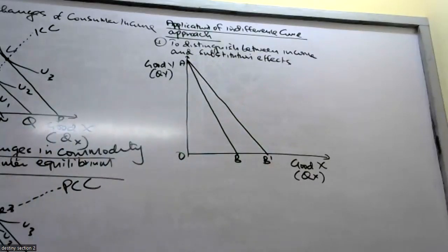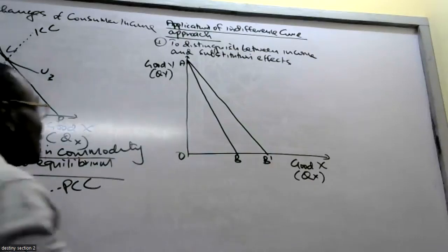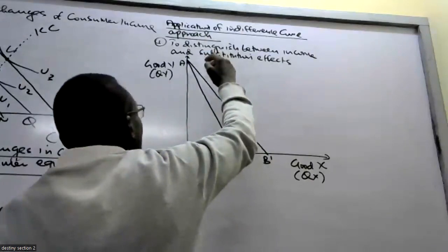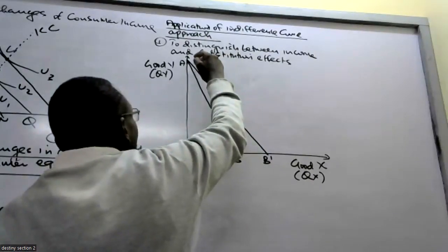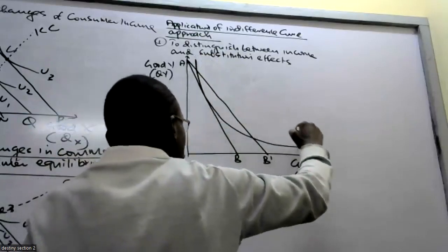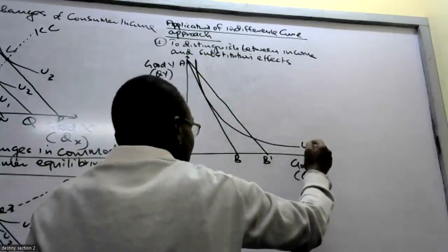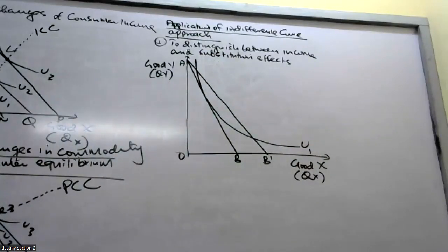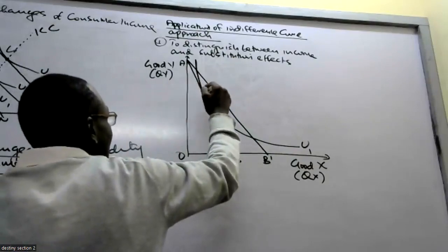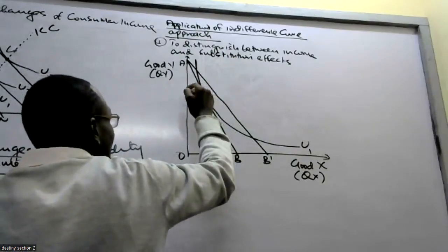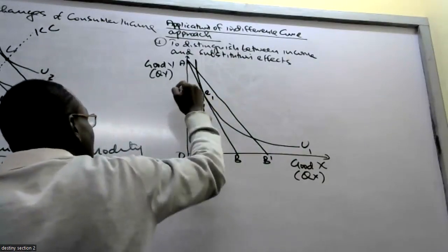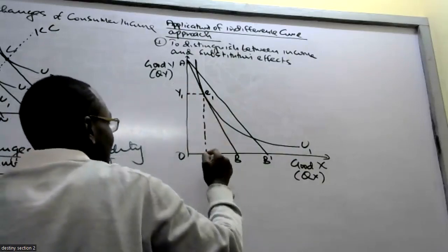Then I'll introduce the first indifference curve. So the first indifference curve will come like that. It touches the budget line to produce the first equilibrium point there. So this is indifference curve 1. You call it E1. So at that equilibrium point you consume Y1 and X1.